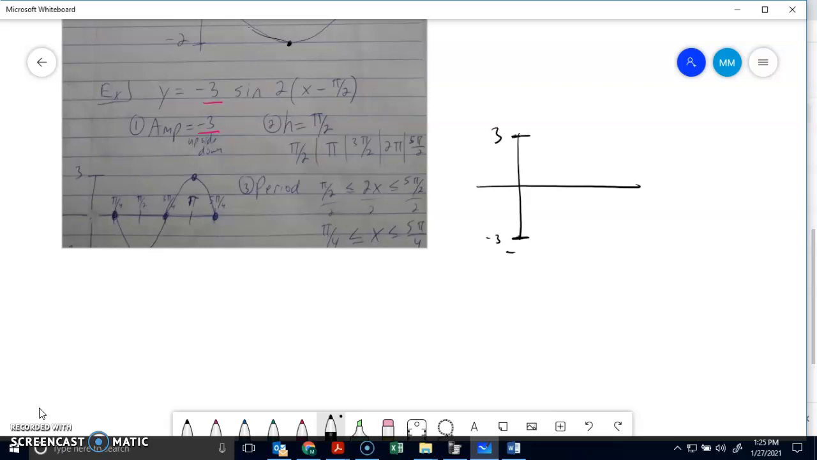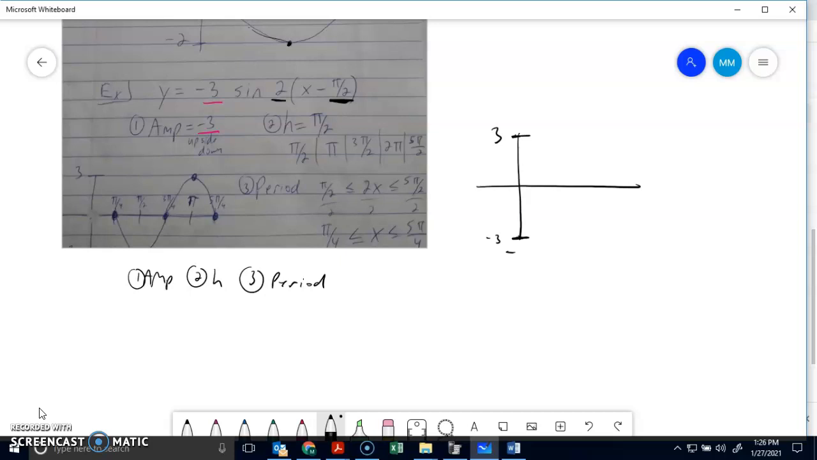And then I have two things in here. I have an H value that shifts it to the right, and I'm changing the period. So in general, we'll take a look at amplitude first, then look at the H value, then look at the period.